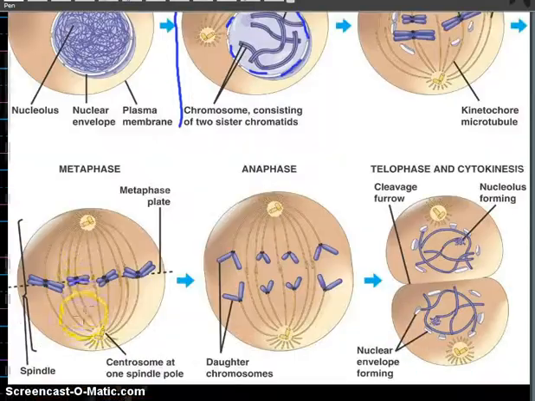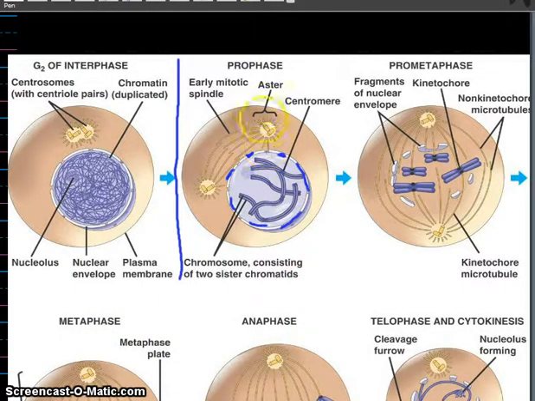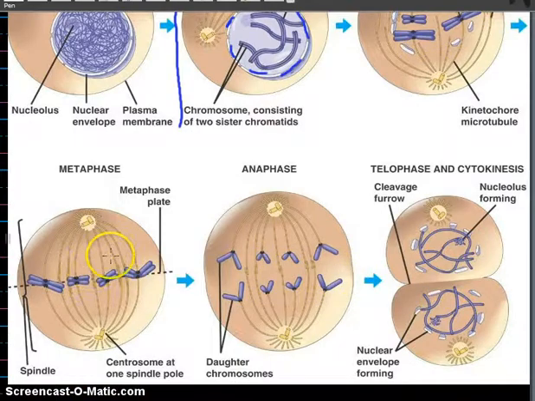prophase. So notice in metaphase, we don't have any of the nuclear envelope fragments anymore. Another thing that occurred in prophase was that these centrioles form microtubules. And these microtubules bind on to the centromere of the duplicated chromosomes. In metaphase, the chromosomes align along the equator of the cell.